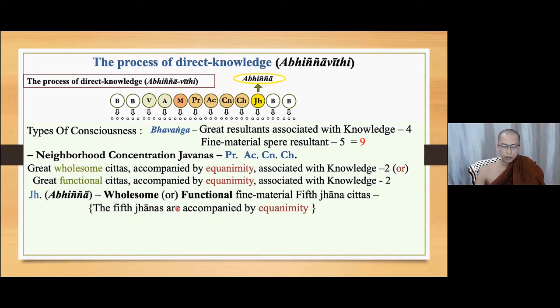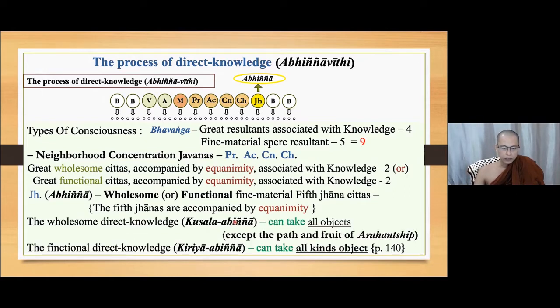Then, what about the jhana which perform the function of abhinya? It can be wholesome or functional according to the individual. But for the types, that must be the fifth jhana of the fine-material sphere. Only the fifth jhana can perform the direct knowledge, abhinya. So the fifth jhana is accompanied by equanimity.